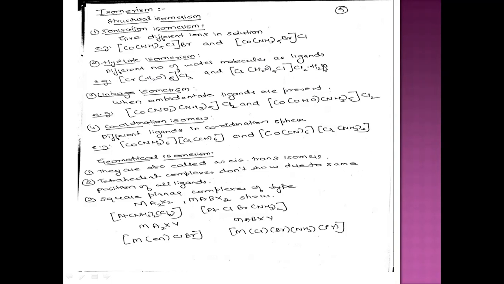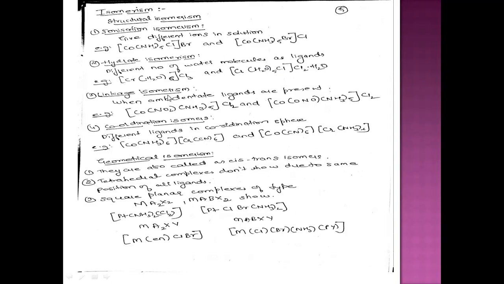Similarly, the other compound has Cr1 and Cl3 as well. So the molecular formula is the same, but the number of water molecules acting as ligands inside the coordination sphere is different: 6 water ligands in one compound and 5 in the other. That is nothing but hydrate isomers. So that is the second isomer. Third is linkage isomers.